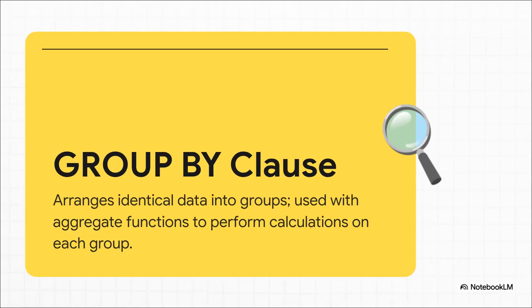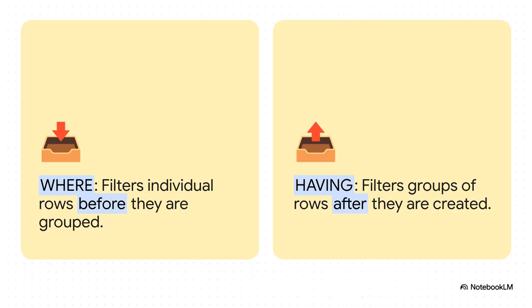See the difference? The group by clause is your tool for summarizing. It's how you go from a super long, messy list of individual sales to a clean, powerful summary of total sales per region, or maybe the average order value for each customer. It's incredibly useful.